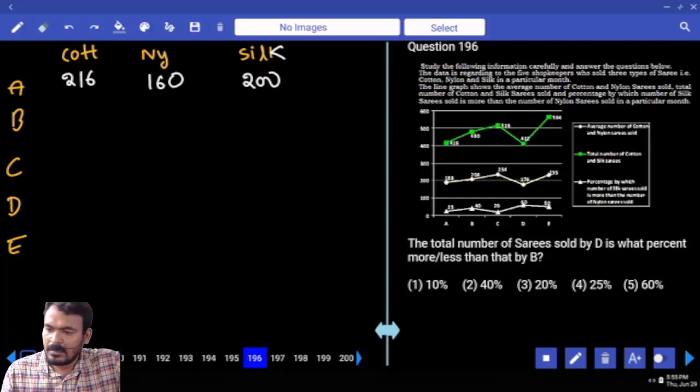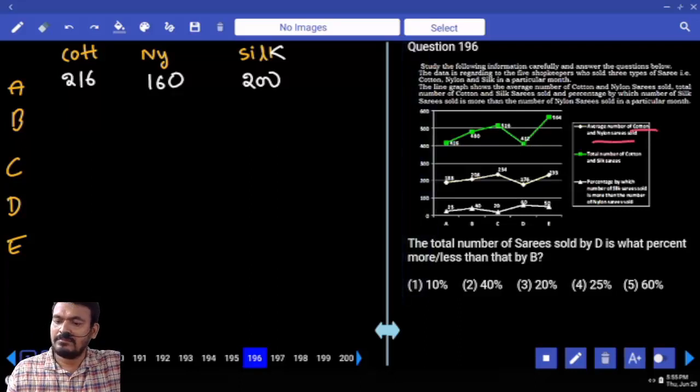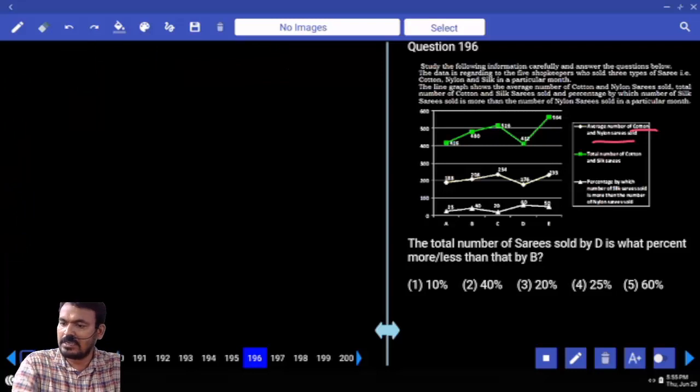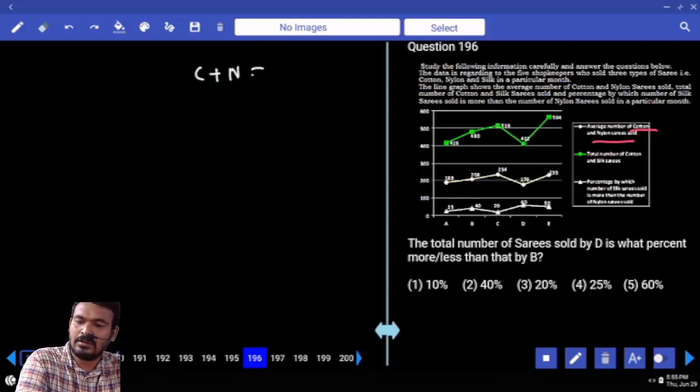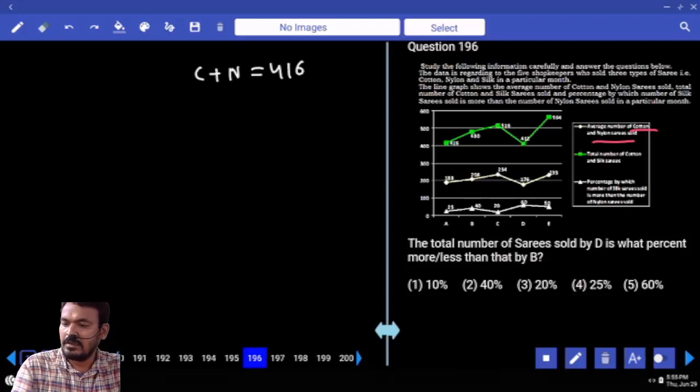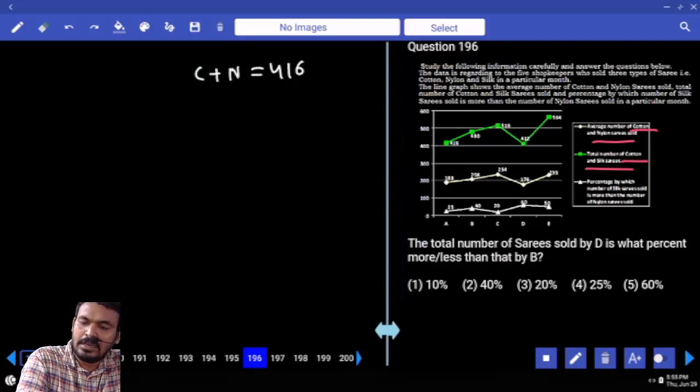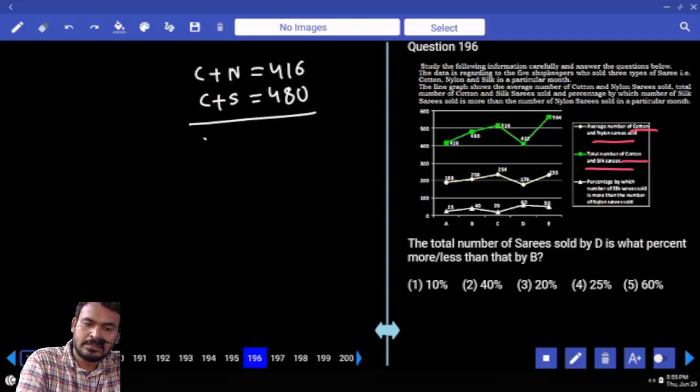Shop B. What is the average of cotton and nylon? 208. Sum is how much? 416. That is cotton plus nylon. Total number of cotton and silk, how much? 480. Cotton plus silk equal to 480. Difference, silk minus nylon, equal to how much? 64.